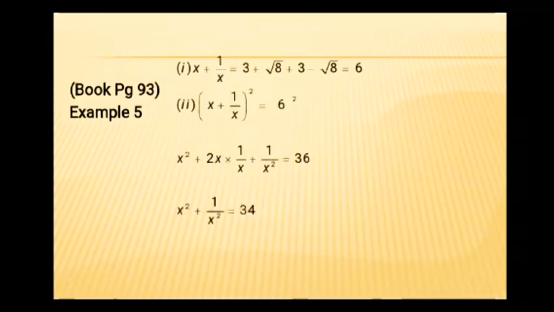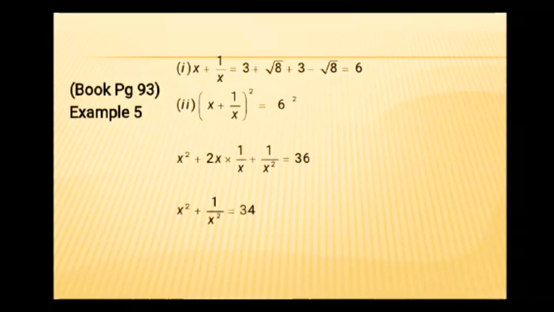So what we will do? We will add them. x plus 1 over x, substitute the value of x, that is 3 plus under root 8, and the value of 1 over x will be 3 minus under root 8. Under root 8 is a positive and a negative term, so they will be cancelled. 3 and 3 will be added and you will get 6.